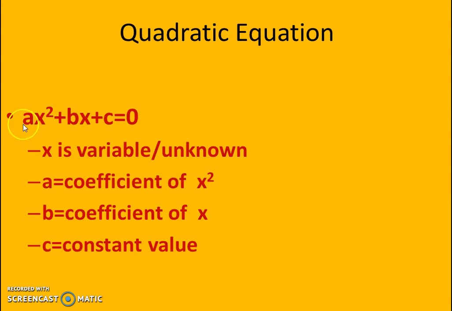Basically, any equation of this form where the power of the variable is 2 is known as a quadratic equation. So quadratic equations are in this form: ax square plus bx plus c equals 0. On the right hand side we have 0 in a quadratic equation. Here a is the coefficient of x square, b is the coefficient of x, and the term independent of x is the constant value, and here x is a variable. So an equation of this form is considered a quadratic equation.